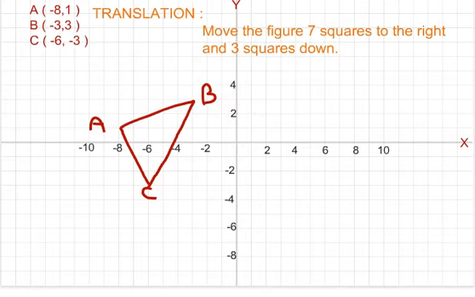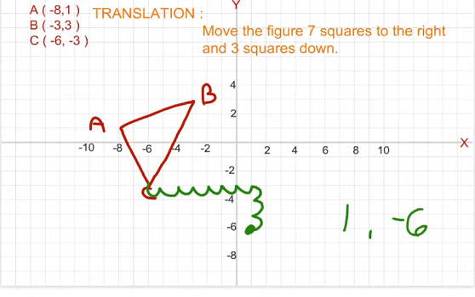So if I move the triangle that is there, ABC, if I move the figure 7 squares to the right and 3 squares down, basically you're going to move each vertex according to what they ask you to do here. I have seen students doing it with bumps with their pencil, so here it goes. If I'm moving C 7 squares to the right, I'm counting 1, 2, 3, 4, 5, 6, 7, and then 3 squares down, 1, 2, 3. It gives me a new location.